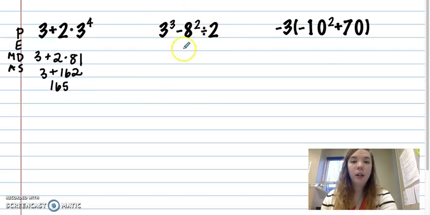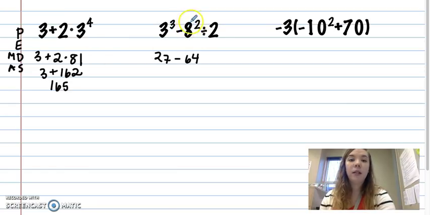Number 2 here. Again, I don't have any parentheses, but I do have some exponents. So 3 to the 3rd power, or 3 times 3 times 3 is 27. 8 squared is 64. Okay? And I'm not taking negative 8 squared. I'm only squaring the 8. Just like in our last problem, it didn't have parentheses, so it's going to still be negative.